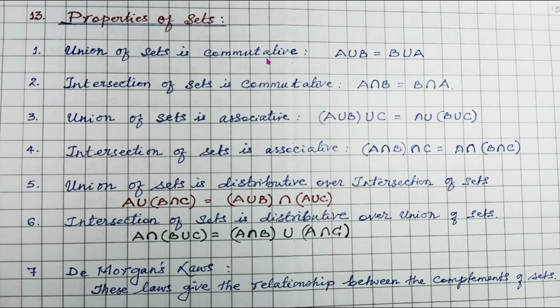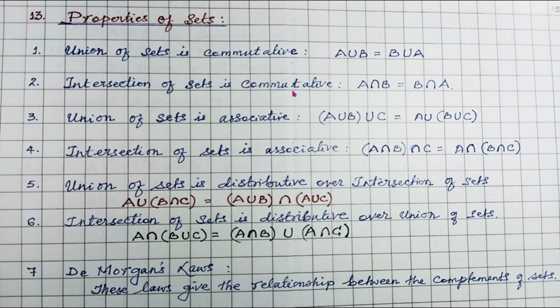Union of sets is commutative. That means if you take A union B or B union A, both are equal. That means A union B is equal to B union A. That means union of sets is independent of the order of union. You take the union of A and B or B and A. So therefore, union of sets is commutative.